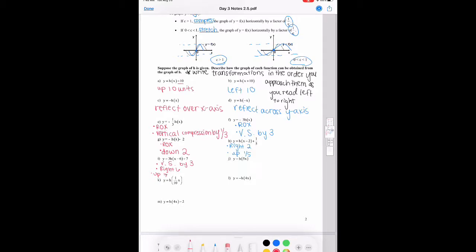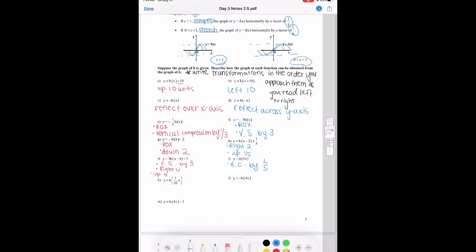All right, next, part J. We have a 5 on the inside. So that means it's going to be a horizontal change. Now, if it's being multiplied, that's a horizontal stretch or a compression. For horizontal, if it's a number greater than 1, what is it? It's going to be a compression. And the factor, don't forget, for horizontal, you have to flip it. So it's not by 5, it's by 1/5.